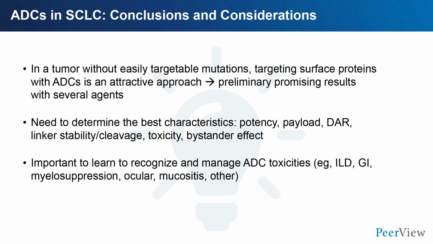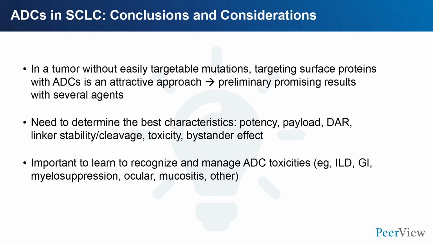In conclusion, we have an exciting new class of drugs, antibody-drug conjugates, that are being used now for small cell lung cancer. We've gone through a few of the multiple antibody-drug conjugates currently being evaluated in clinical trials. In a tumor without easily targetable mutations, targeting surface proteins with antibody-drug conjugates is an attractive approach, and preliminary results are promising. We need to determine the best characteristics of antibody-drug conjugates and how to direct them to small cell lung cancer for a greater effect.